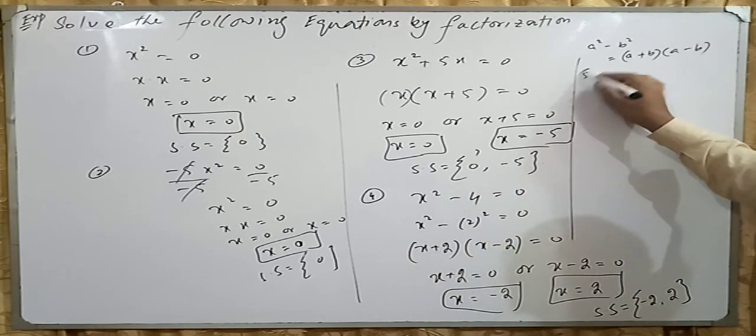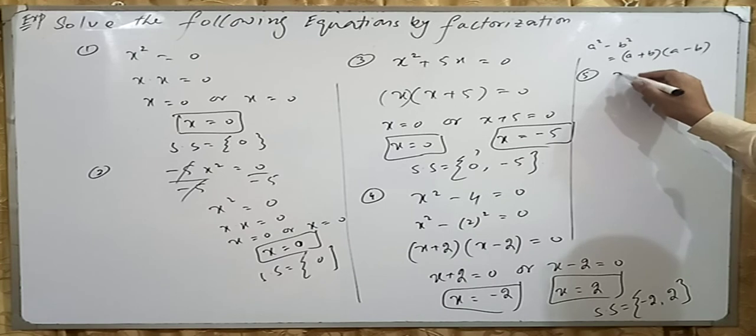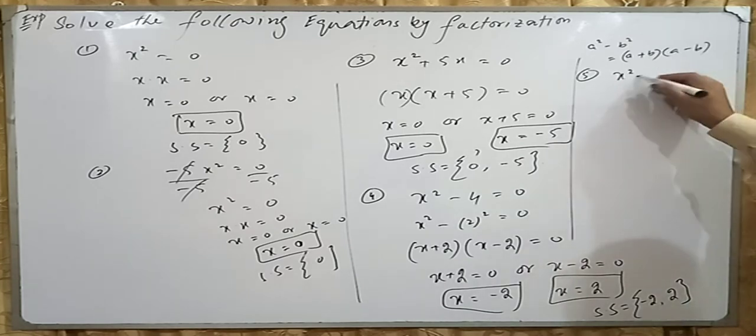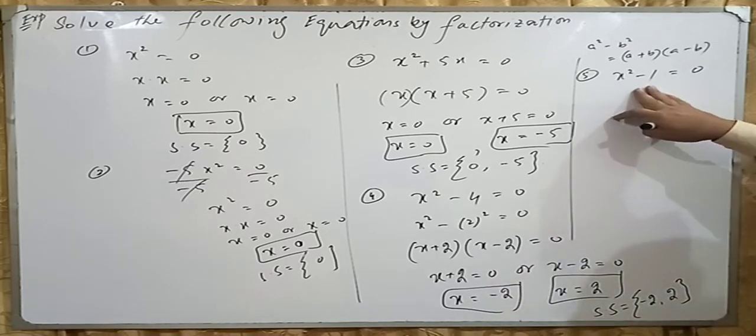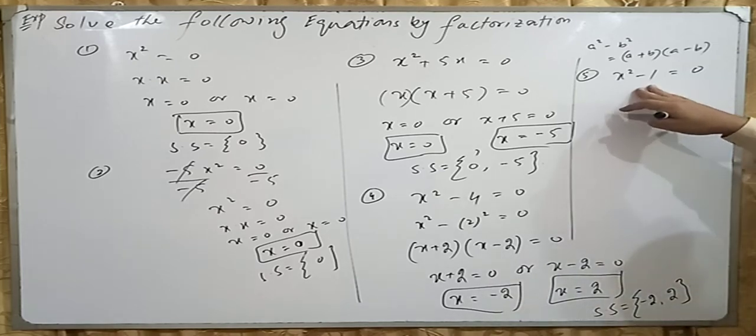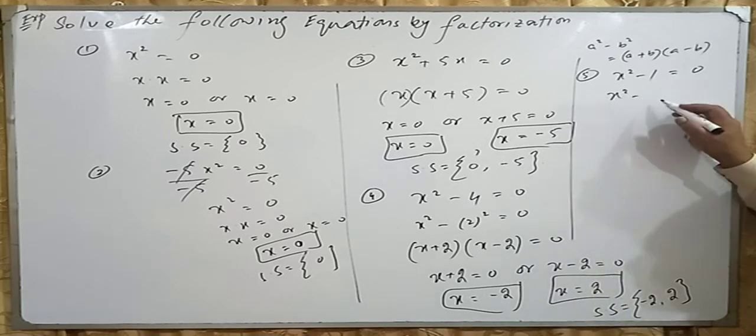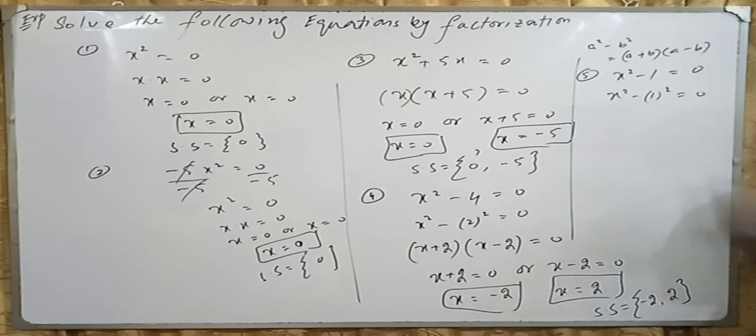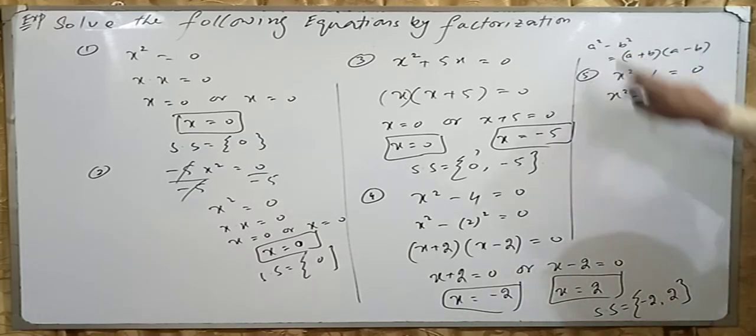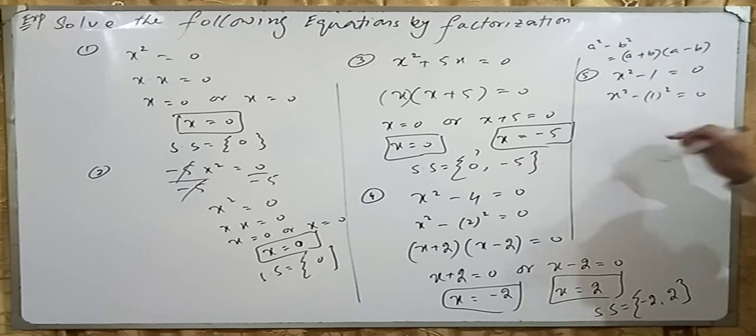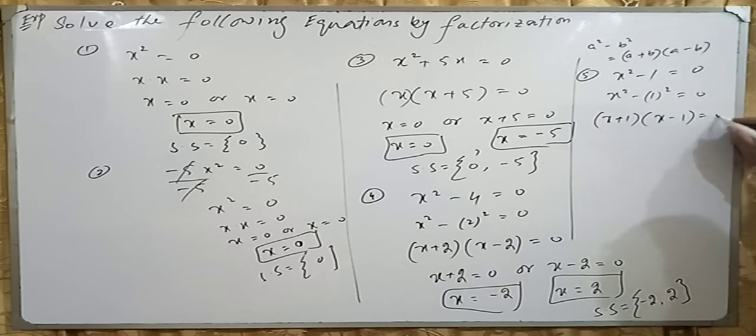Let me give you another example. Example number 5. Suppose we have x square minus 1 equal to 0. So we can make the factors by factorization. We can write x square minus 1 square equal to 0. So again we can apply the formula a square minus b square. So we can write x plus 1 multiplied by x minus 1 equal to 0.